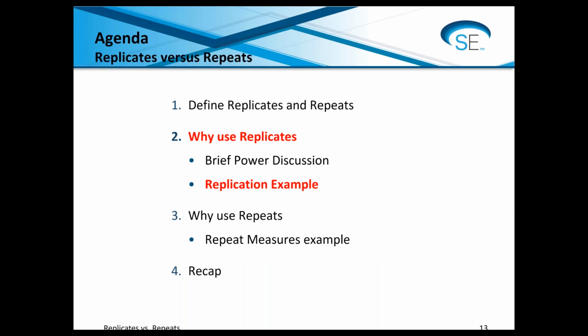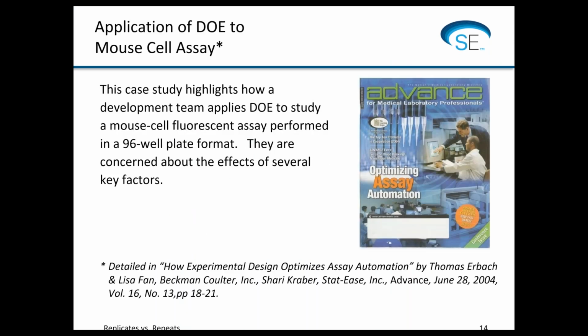Okay, so let's go through an example. I'm going to use a couple of examples in here, and they're drawn from our workshops. I'll have one slide at the end that talks about our workshops. But this case involves highlights from a team that's using a DOE to try and improve a mouse cell fluorescence assay. And these experiments are performed in a 96 well plate, and they want to improve the amount of fluorescence to make it easier to find the analyte they're looking for.